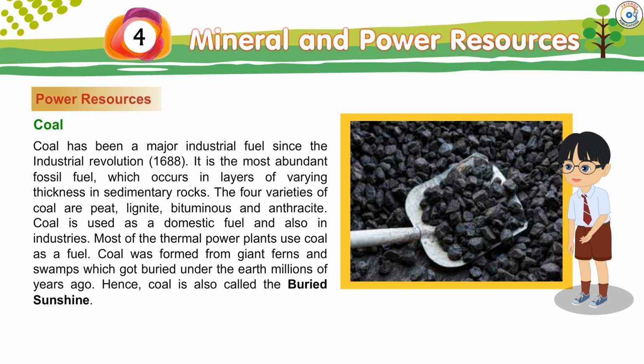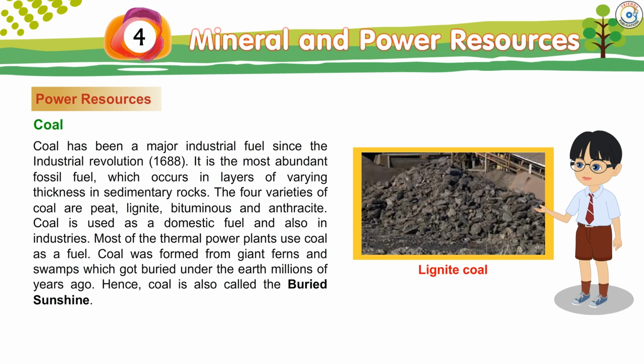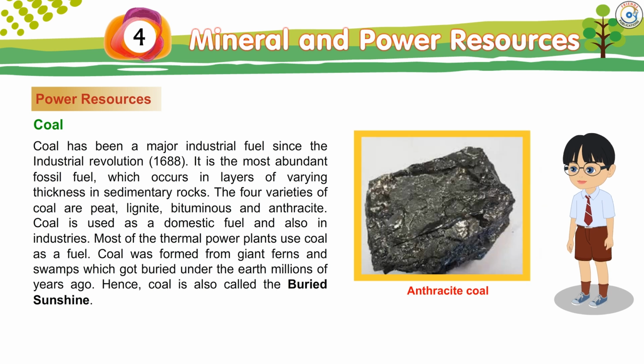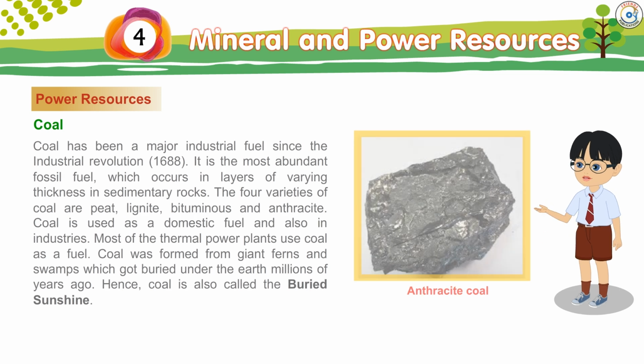It is the most abundant fossil fuel, which occurs in layers of varying thickness in sedimentary rocks. The four varieties of coal are peat, lignite, bituminous and anthracite. Coal is used as a domestic fuel and also in industries. Most of the thermal power plants use coal as a fuel. Coal was formed from giant ferns and swamps which got buried under the earth millions of years ago. Hence, coal is also called the buried sunshine.